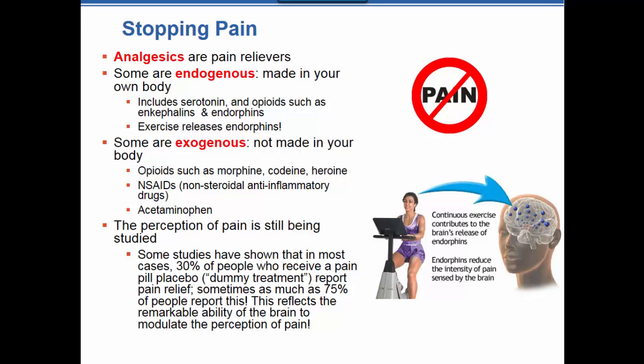Sometimes, in certain studies, this can be as high as 75% of individuals in the study reporting that the placebo helped relieve pain. So really what this is telling us is that there's a lot of remarkable things happening at the level of the brain when it comes to pain perception. And we need to do a lot more research on this because some analgesics are dangerous and we try to avoid using them unless necessary.